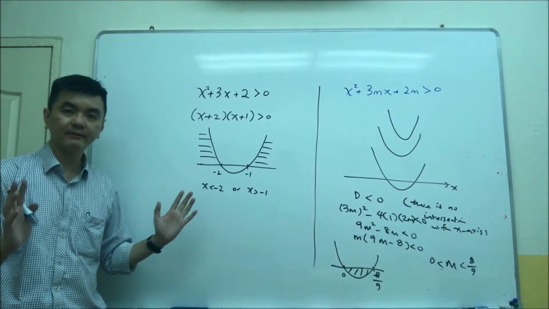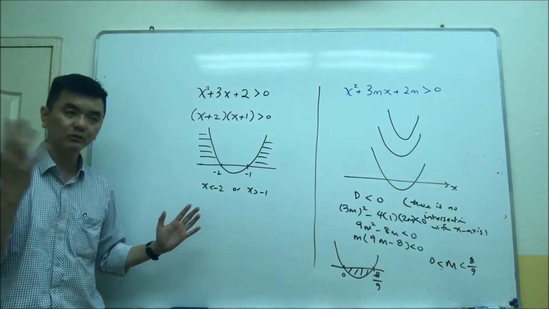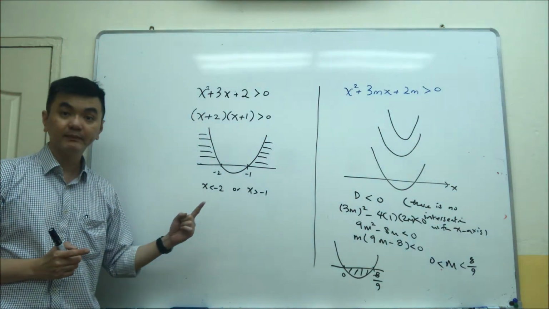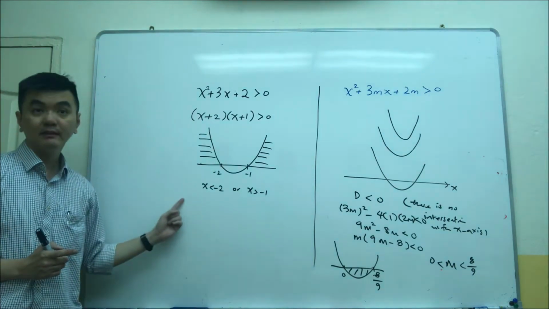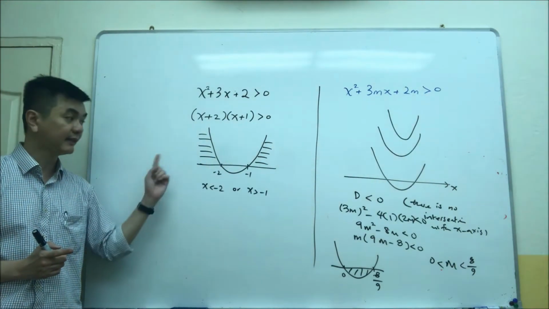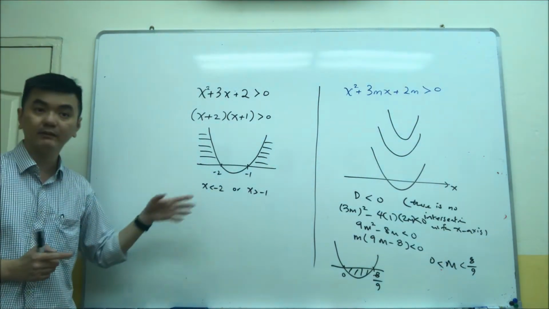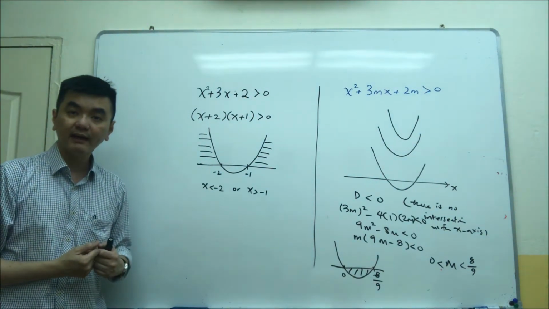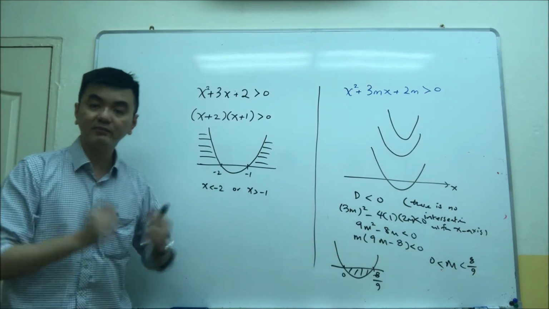I hope that this explanation has allowed you to get a better understanding on when do you use a discriminant and when do you just solve it by direct factorization and identifying the areas that are above or below the x-axis.